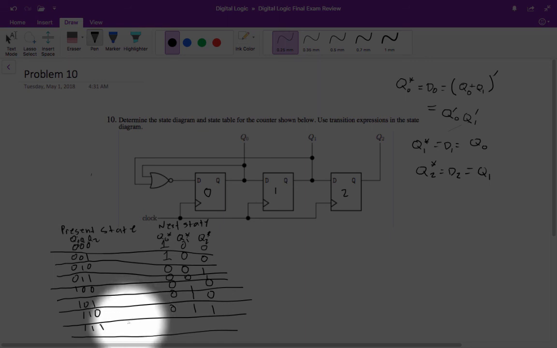And for 1, 1, 1, Q0 prime is 0, Q1 prime is 0, 0 and 0 is 0. Q1 star is Q0, which is 1, and Q2 star is Q1, which is 1.